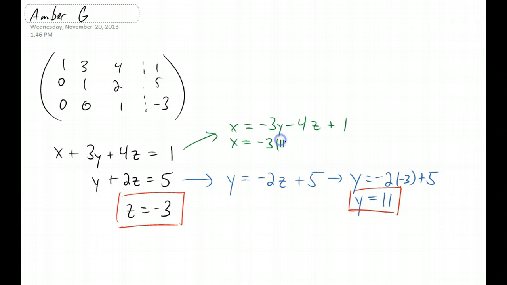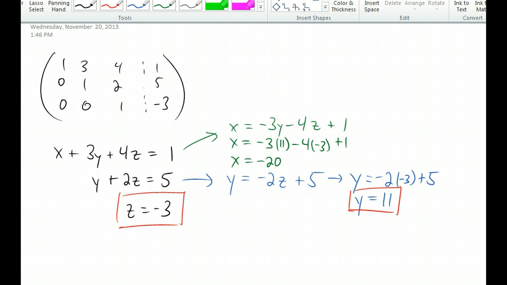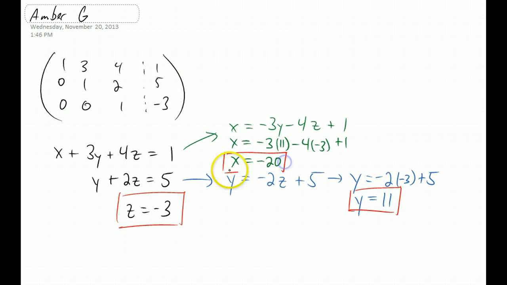Now we can plug in what y is. y we know is 11, and z is -3. That's going to be -33 plus 12 plus 1. I believe, if I'm not mistaken, that's -20. You'll want to check me on that. But those are our three answers: x equals -20, y equals 11, and z equals -3. If you got yourself down into this kind of situation, that's how you finish off the problem.